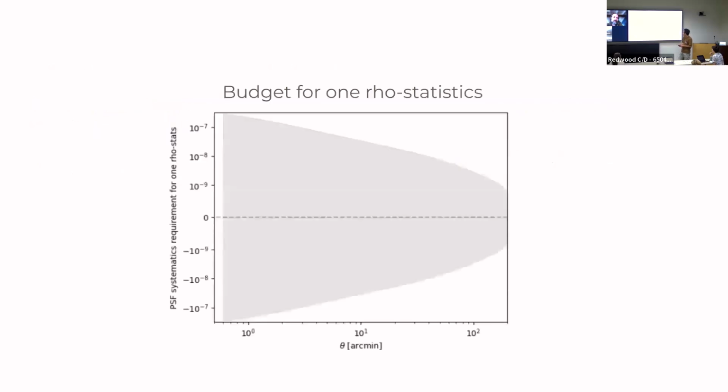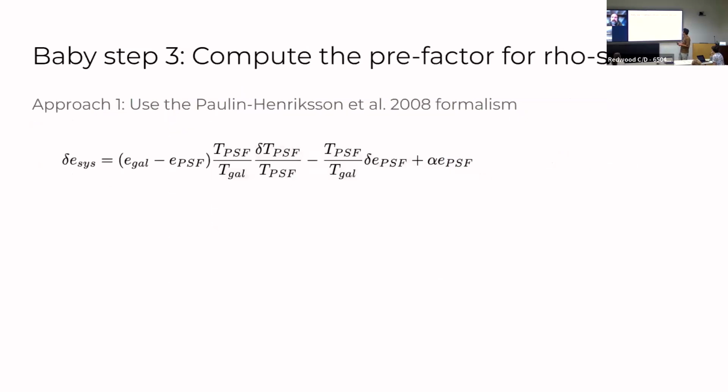Let's move on. So here, this shows the current fiducial budget for one rho statistic, by dividing the overall budget by 1 over square root of 6. So the baby step 3 is computing the prefactor of rho statistics. To provide a little bit of context here, on how a rho statistic is converted to systematics on the galaxy shear correlation: there is a prefactor that depends on the size of the PSF and the size of the galaxies in front of the rho statistics.